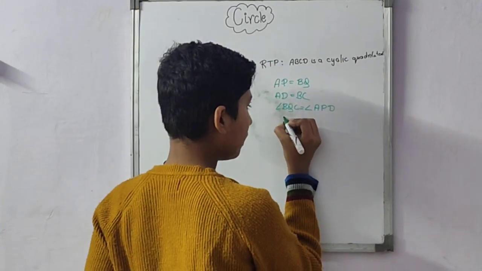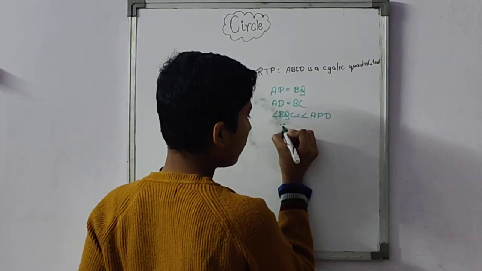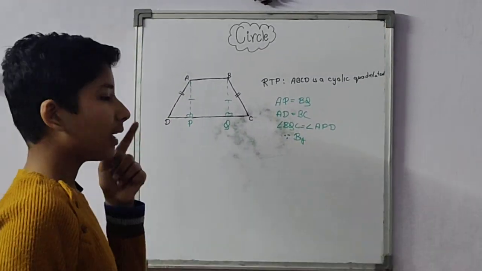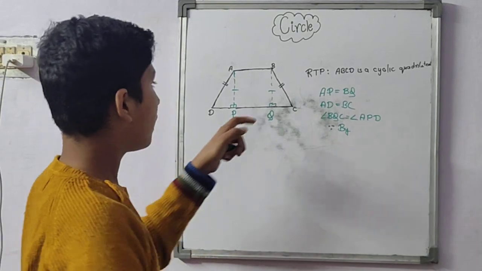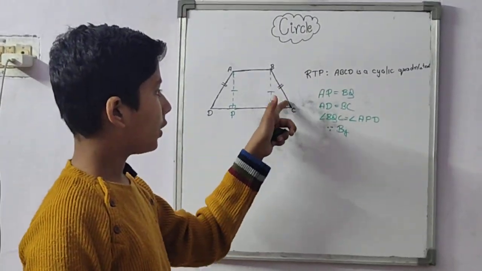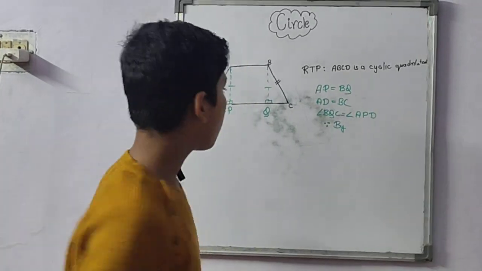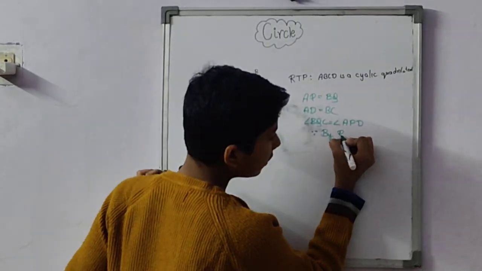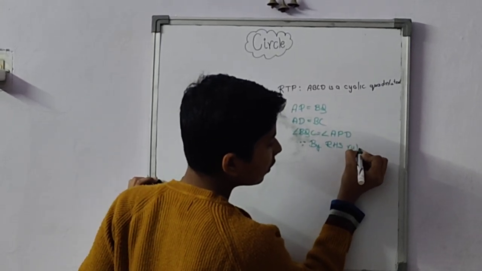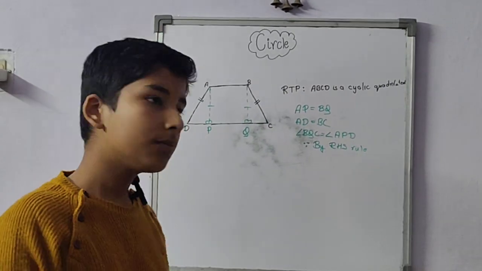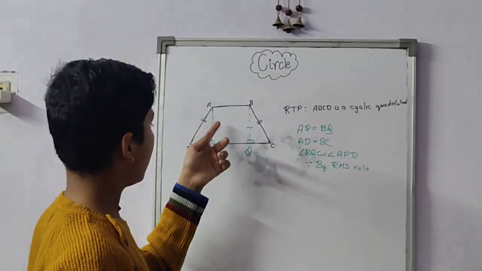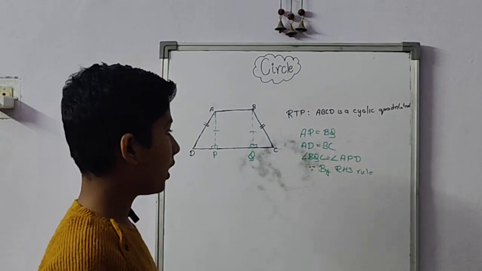So we can say, since, which property is getting applied here? Right angle hypotenuse side. So it would be RHS. RHS rule of congruency. By RHS rule of congruency, triangle APD equal to triangle BQC.